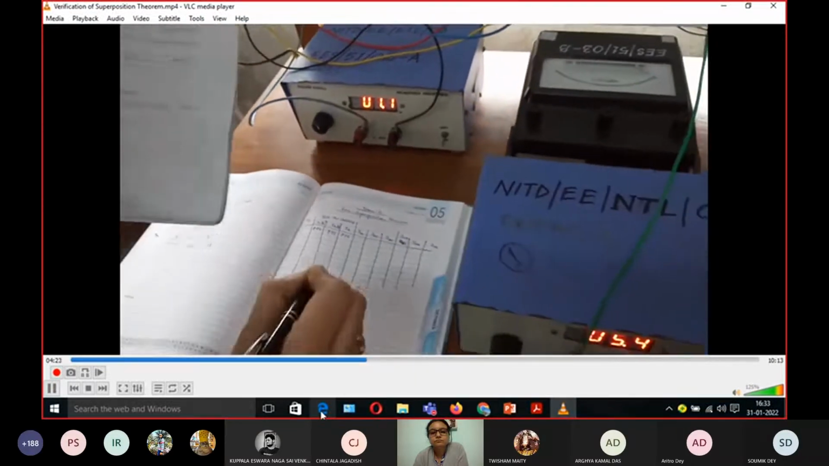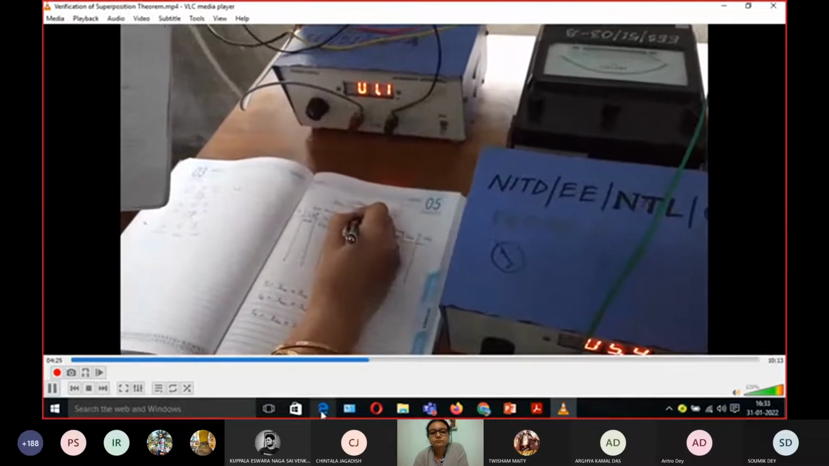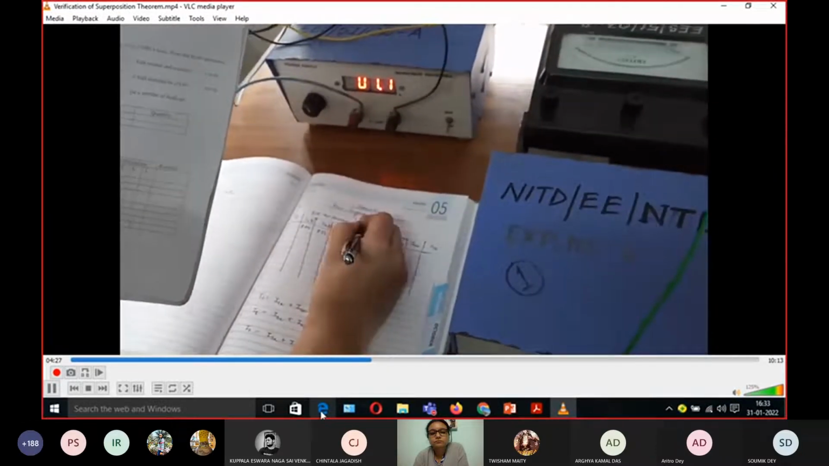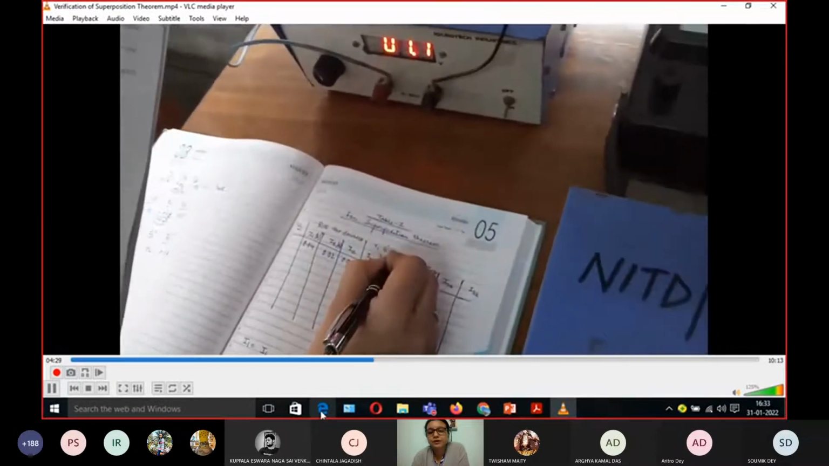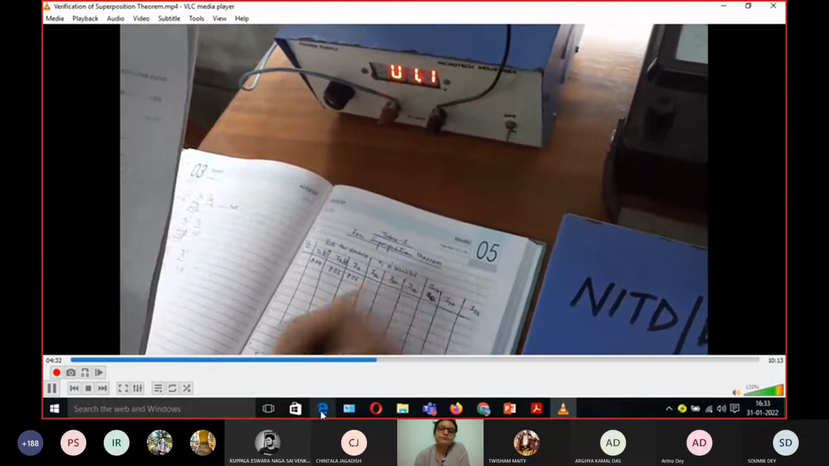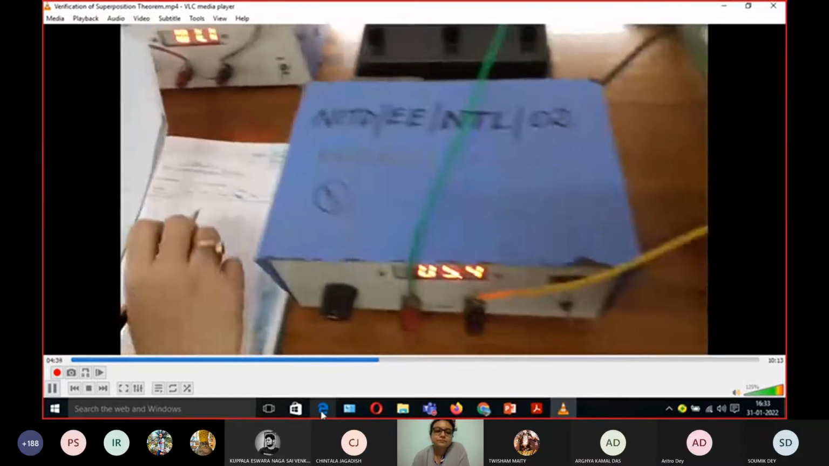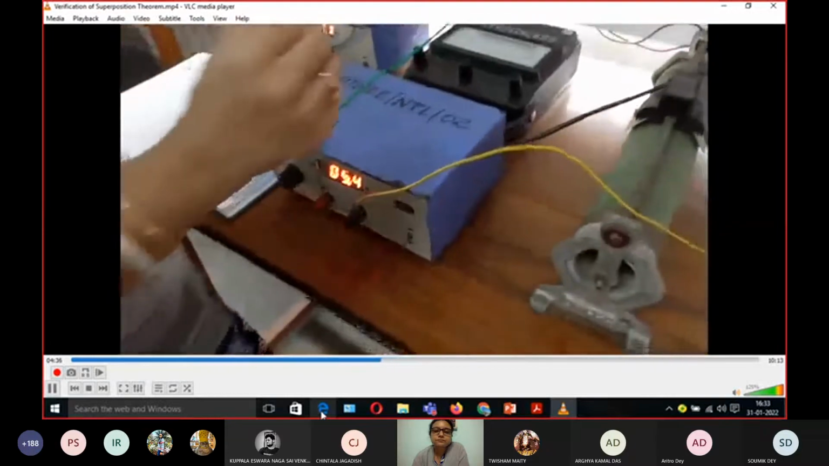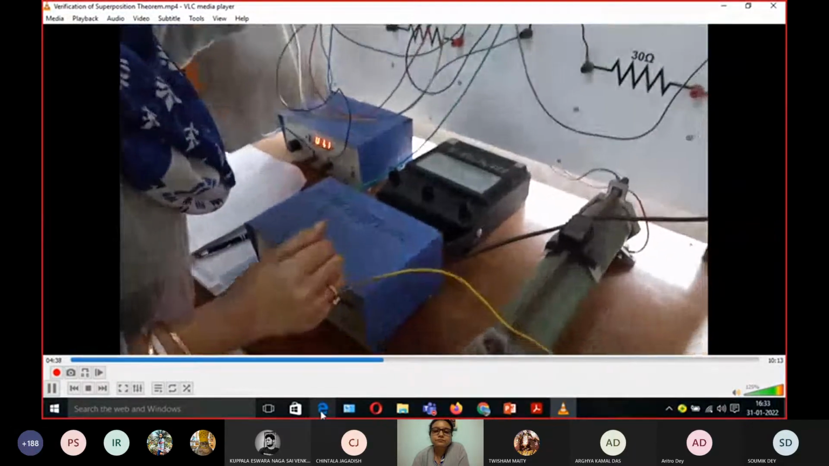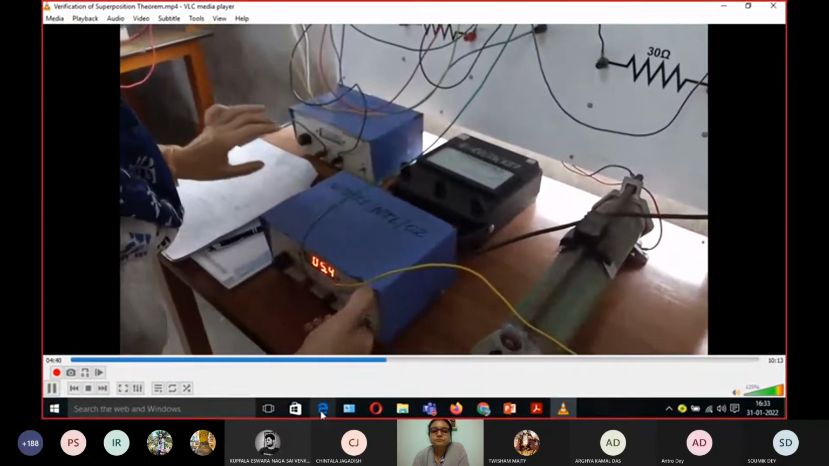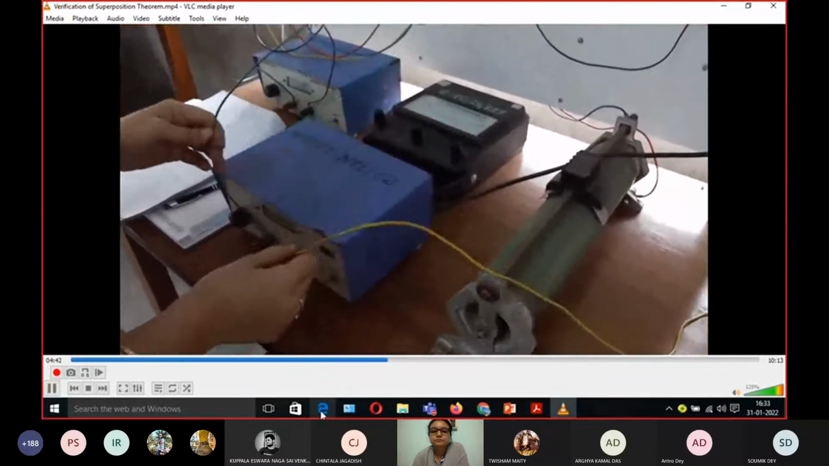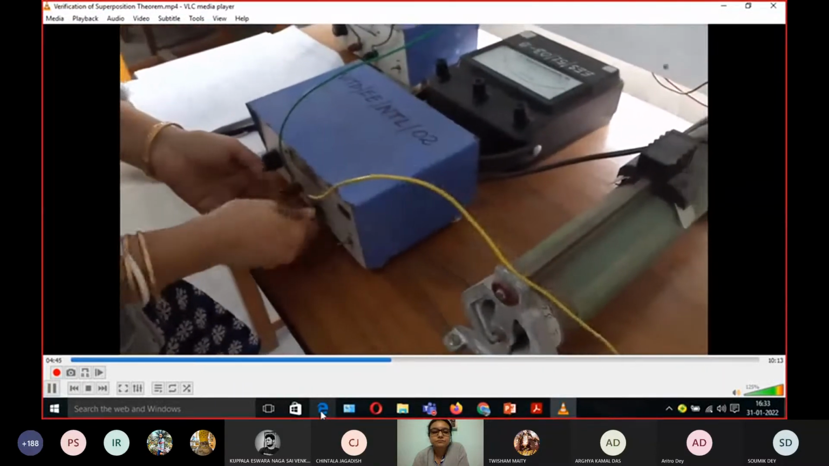Let me proceed to the second run. What is that? When only V1 is connected. V1 means VA. So that means we have to short the V2. Let me short it. Okay. Now I am making it off. Every time you have to keep in mind that you have to make it off, and then we will do this. Now how I am doing this?